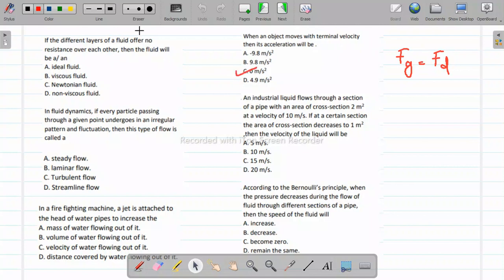If the different layers of a fluid offer no resistance over each other, then the fluid will be a non-viscous fluid, because viscosity is the internal friction between the layers of fluid.